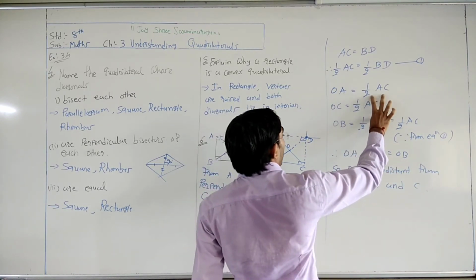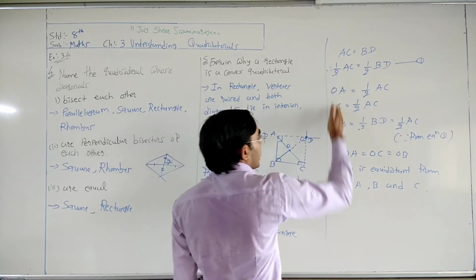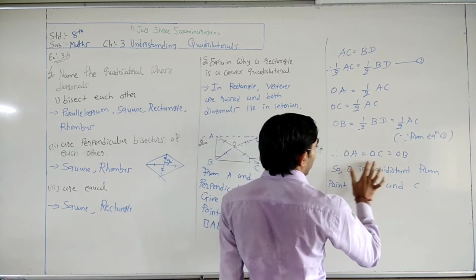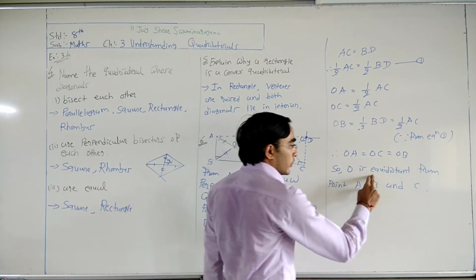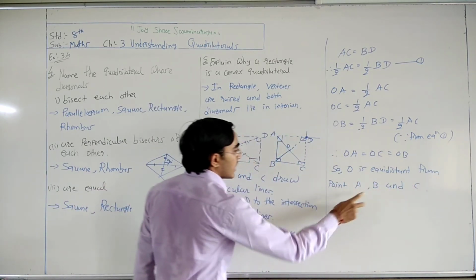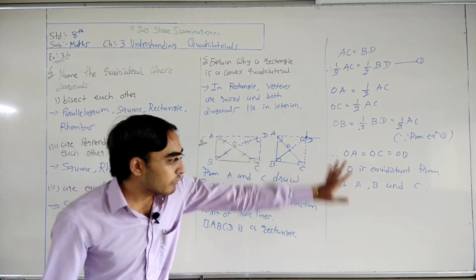Because here half of AC, here half of AC, and here half of AC, these three are the same. So OA is equal to OC is equal to OB. It means O is equidistant from points A, B, and C. Hence proved, because that is what we needed to prove here.